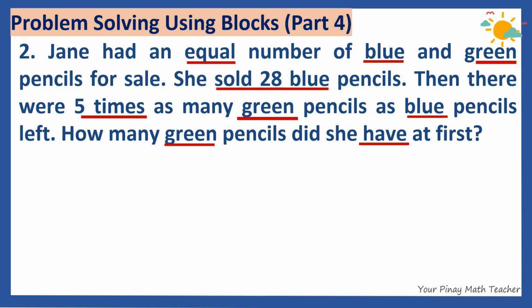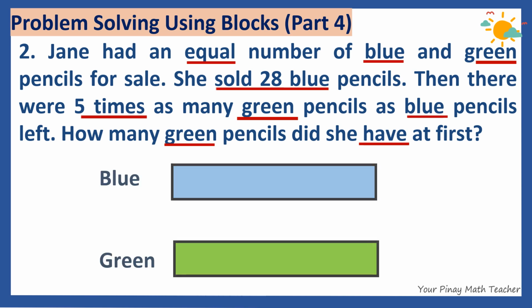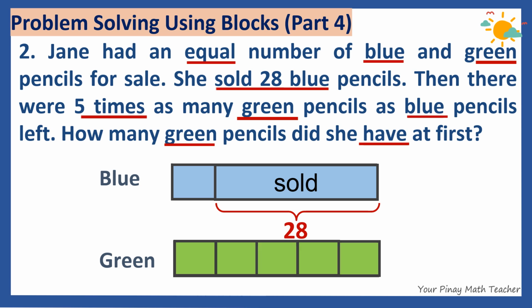Based on the first sentence, Jane had an equal number of blue and green pencils. So we draw 2 equal blocks for blue and green pencils. Then she sold 28 blue pencils. After that, the remaining green pencils is equal to 5 times the remaining blue pencils. So for green, we will draw 5 blocks. Each block is as big as the remaining blue pencils. And we are asked to give the number of green pencils that Jane had at first.